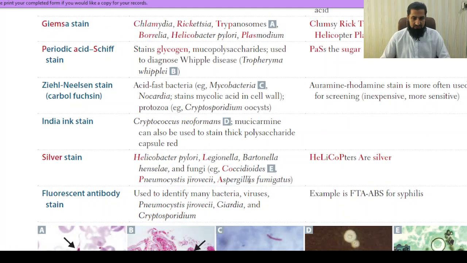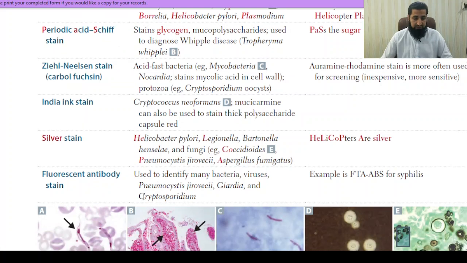So this is the silver staining technique. It is also used to stain Pneumocystis jirovecii and Aspergillus fumigatus. How to remember silver stains? Helicopters are silver: Helicobacter pylori, Legionella, Coccidioides, Pneumocystis, Aspergillus. These are silver stained.